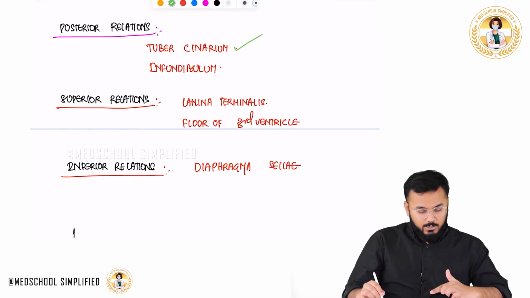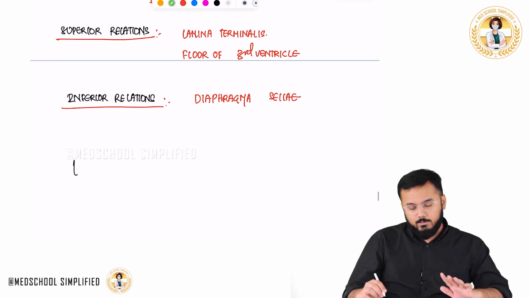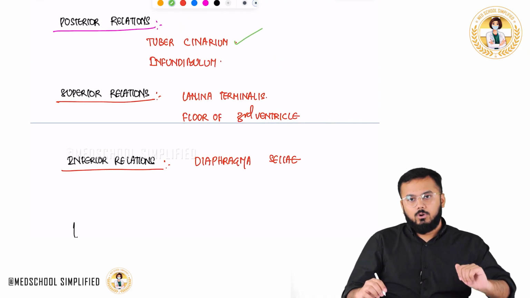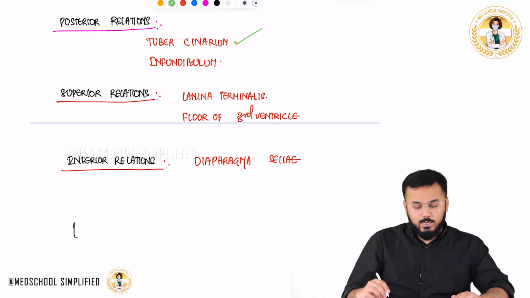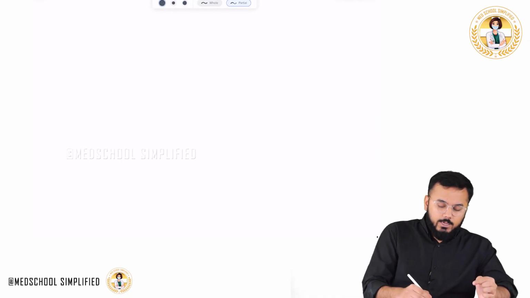We did not see where the infundibulum is located. We did not see where the lamina terminalis, floor of third ventricle and diaphragma sellae are. So for all these things we shall draw a picture and then I will explain where these structures are located. Right. Now for this, let me draw a picture over here.